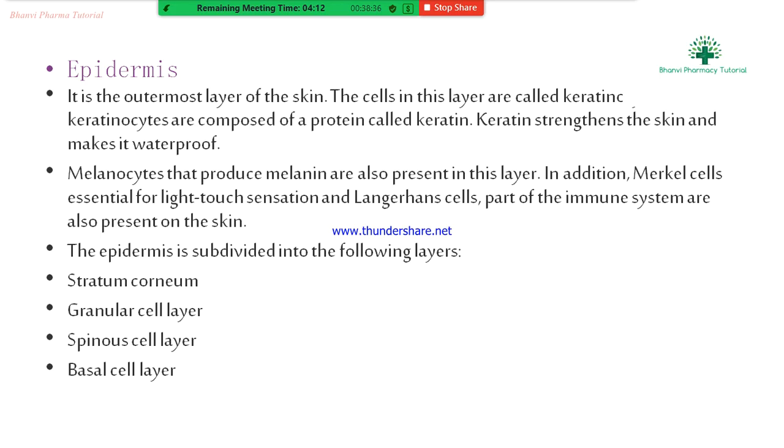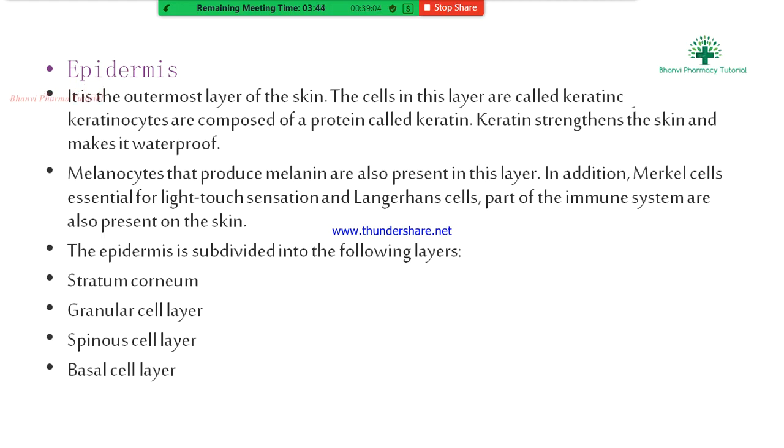Next, the second one is the melanocytes. The first one in the outermost layer is the keratinocytes. The second is melanocytes, which produce melanin. You know melanin, it gives the skin its color, the melanin pigmentation. The melanocytes, which produce melanin, are also present in this layer of the epidermis.